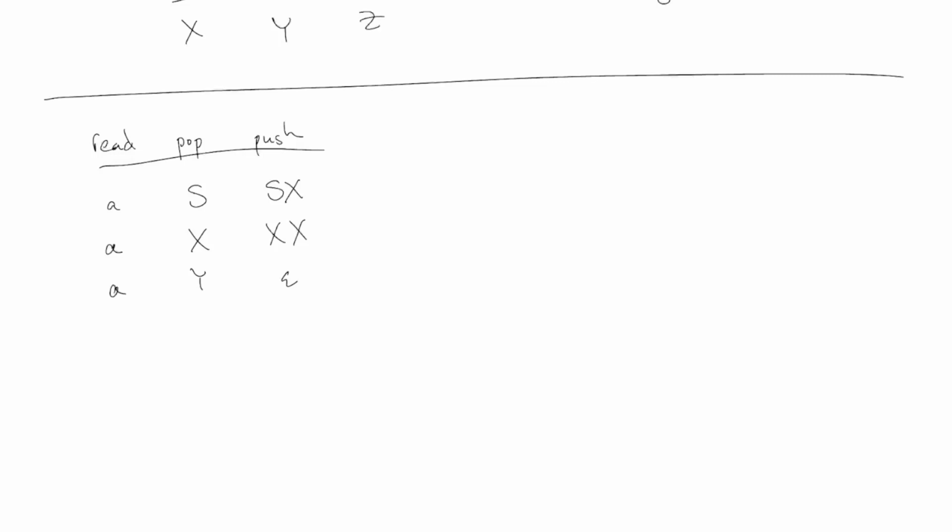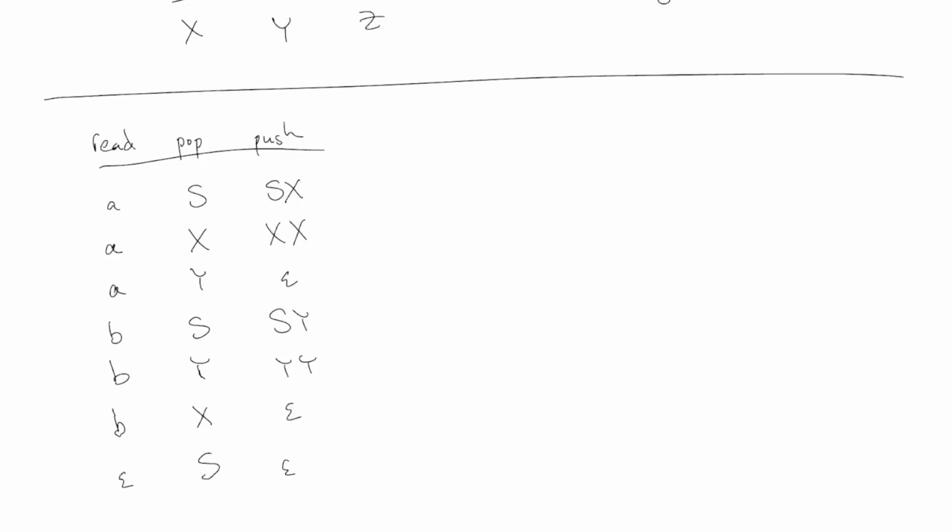All right, and then the B rules are similar, but kind of the other way around. So it's B, S, SY; B, Y, YY; and B, X, epsilon. And then just as a technicality, to get rid of the S at the end, you go epsilon, S, epsilon. All right, so this was a stack machine. It's not really important that you know what it does, but this is a stack machine for all strings where the number of A's is equal to the number of B's.